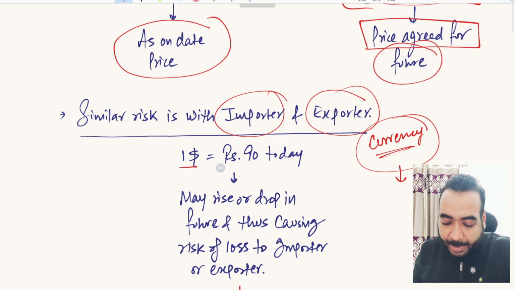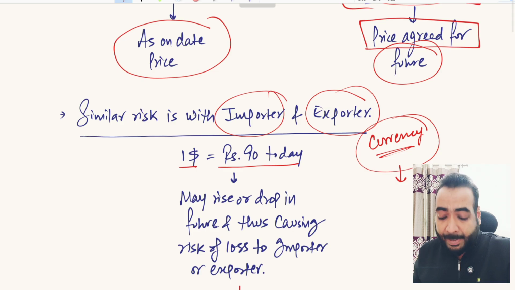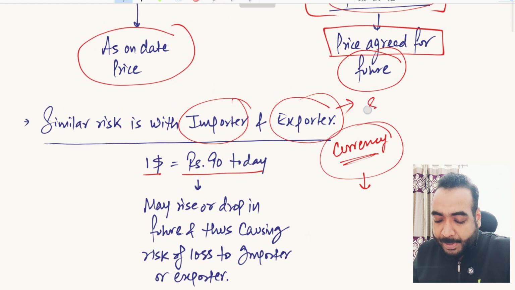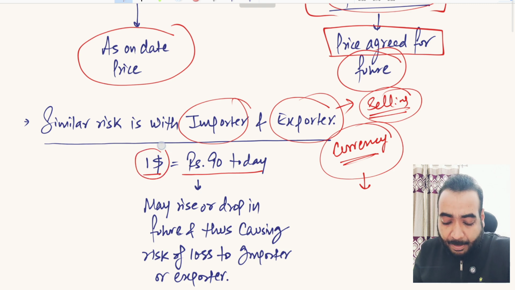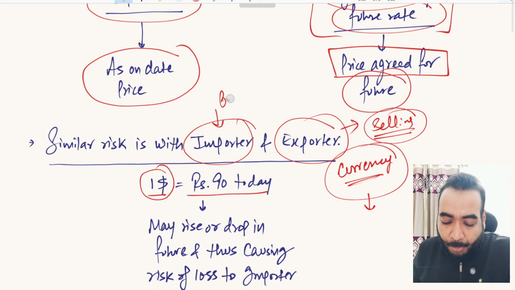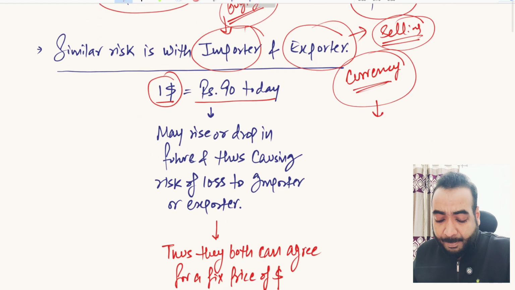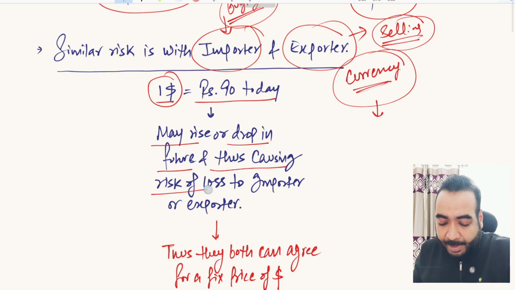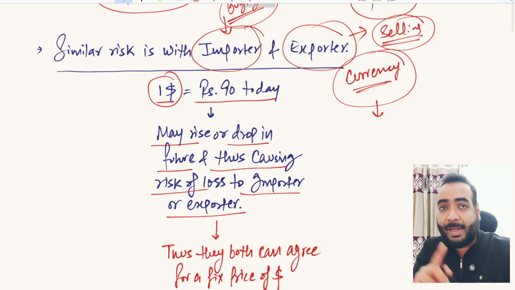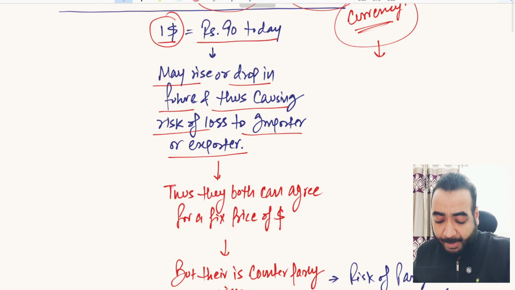So suppose $1 is rupees 90 today. The exporter who is selling the goods, like the farmer, has a fear in his mind that the price of the dollar may reduce to 85 rupees in future. The importer who is buying the goods, who is paying in dollars, has a fear that $1 may rise up to 95 rupees in the future, similar to the farmer and factory example. So the price of the dollar may rise or drop in future, thus causing the risk of loss to the importer and exporter, like we explained in the example of farmer and factory.